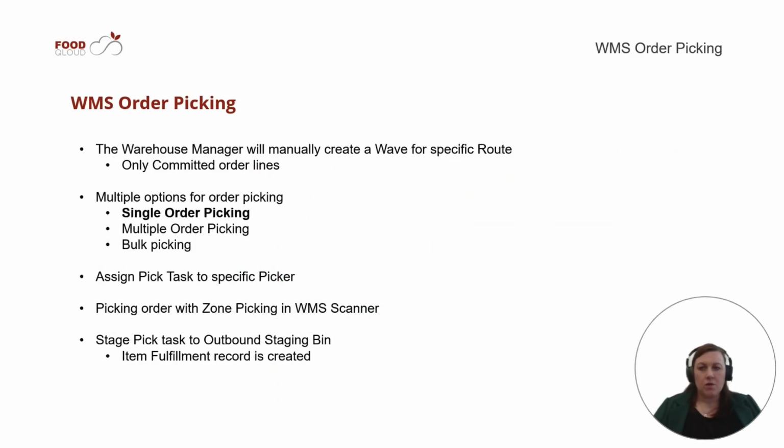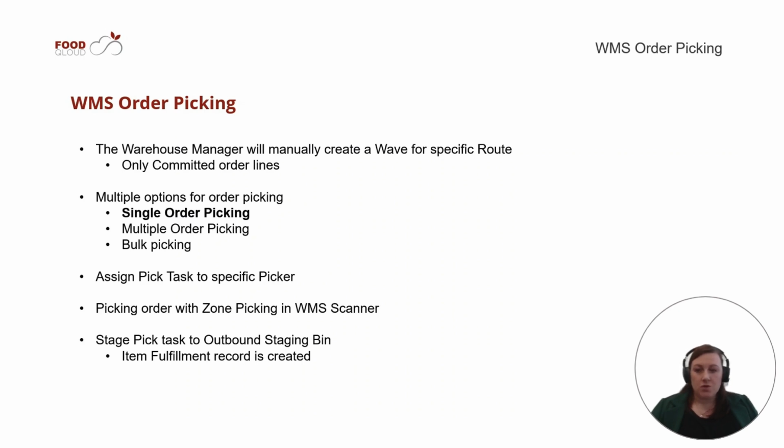WMS order picking. For this example, we have already created a couple sales orders with available quantity, so the warehouse manager can create a wave, and in our case, he will create a wave for a specific route. For each day of the week, there is a specific route. We will create a wave only for orders that have committed quantity. In the wave, we must set the type of order picking. In this case, I will show you the single order picking part.